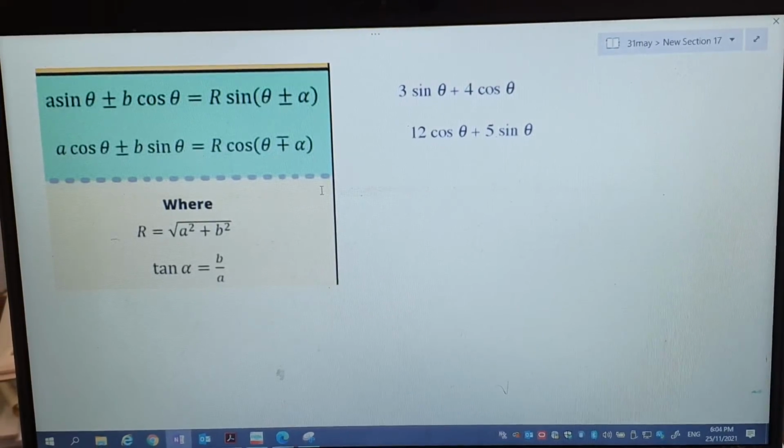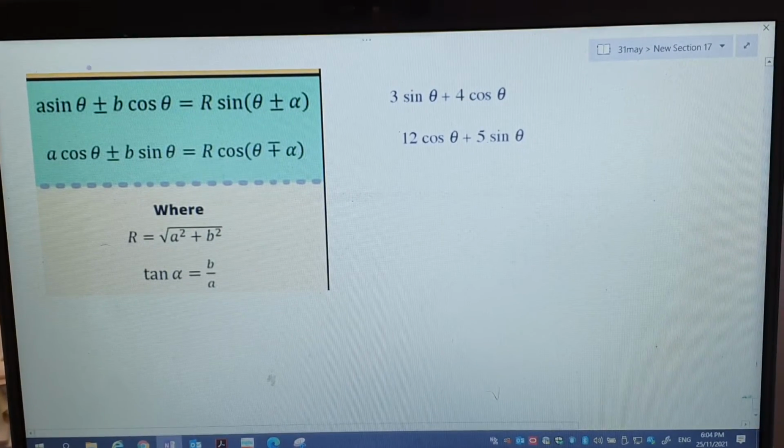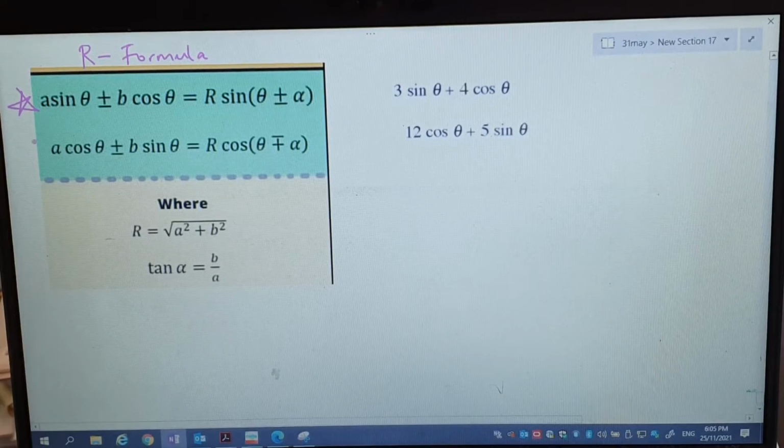Okay, in this video we're going to do something new. Something new is called the R formula. Okay, so what is the R formula? Actually, it is this and this.